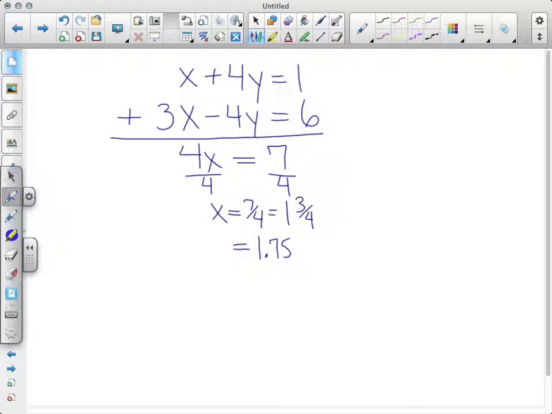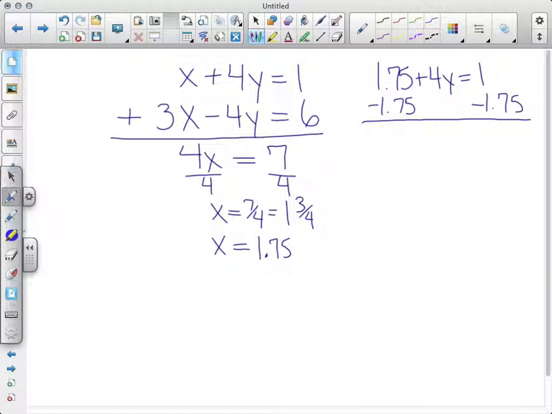Now, I know what x equals, but I want to know what y equals. So just like in substitution, I'm going to go back up to one of the original equations, plug in my x, and solve it. I'm going to pick the first equation because it has a singular x. There's no multiplication. So I have 1.75 plus 4y is equal to 1. And if I subtract 1.75 on both sides, I will end up with 4y equals negative 0.75. And then we go ahead and divide by 4 on both sides.